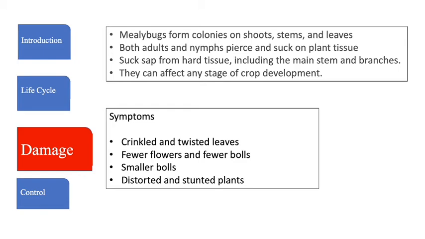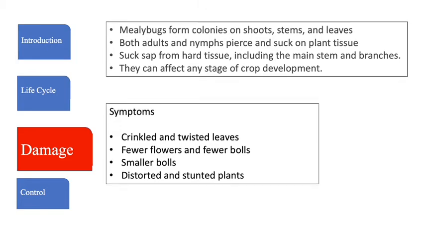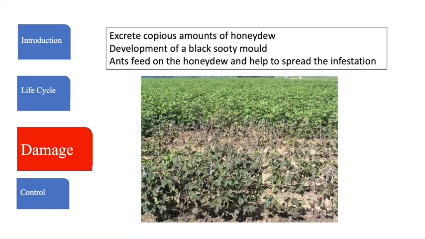Symptoms of mealybug infestations on cotton include crinkled and twisted leaves, fewer flowers and fewer balls, smaller balls, and distorted and stunted plants. Ball opening may also be adversely affected, resulting in serious losses in yield. Mealybugs, like aphids, excrete copious amounts of honeydew that contribute to the development of a black sooty mold, which inhibits the plant's ability to manufacture its food.